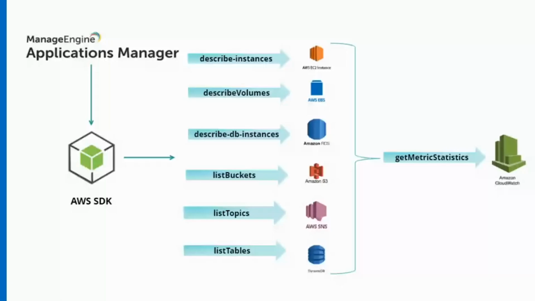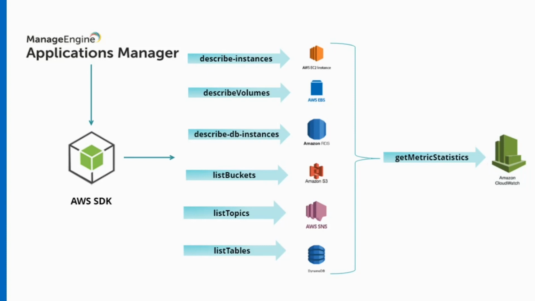When we talk about the AWS cloud, Applications Manager uses the AWS SDK. With the help of this SDK, we pull the information from various services which are hosted on AWS. As I mentioned earlier, for AWS we are using Amazon CloudWatch, which is provided by the AWS vendor. From CloudWatch only, we pull the information for all the various services.